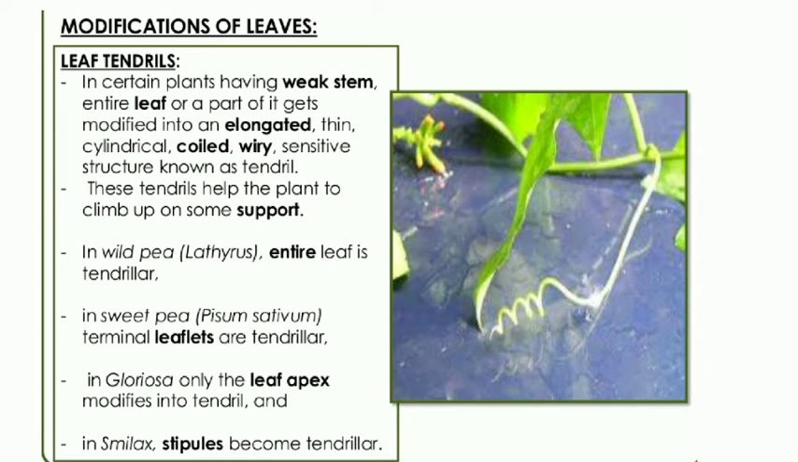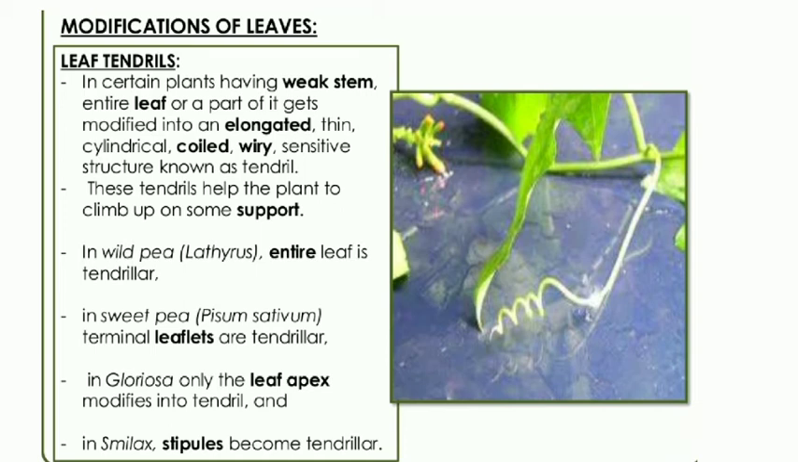Different plants have different types of tendril, that is, tendrils formed by different parts of the leaf. For example, in wild pea, Lathyrus odoratus, the entire leaf is modified into tendril. In sweet pea, Pisum sativum, the terminal leaflets are tendrilar. Remember, the leaf is compound, so there are some basal leaflets and terminal leaflets. The terminal leaflets become coiled structures, what we call tendrilar leaflets.